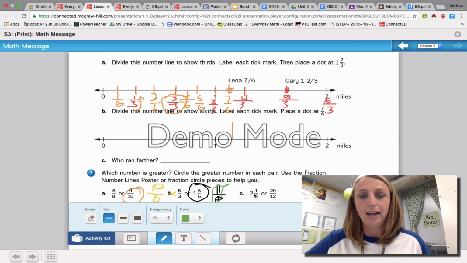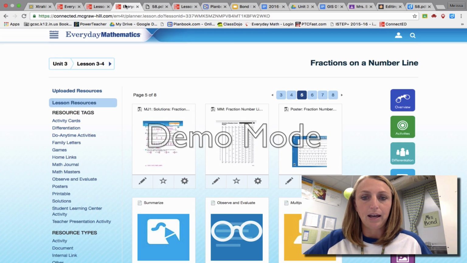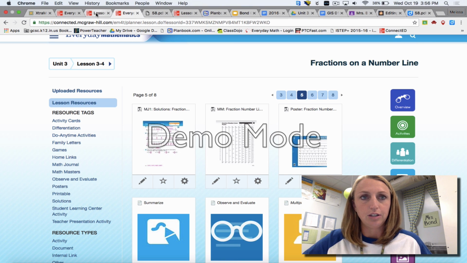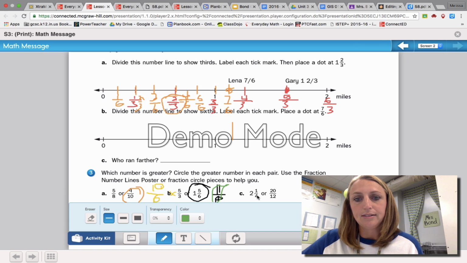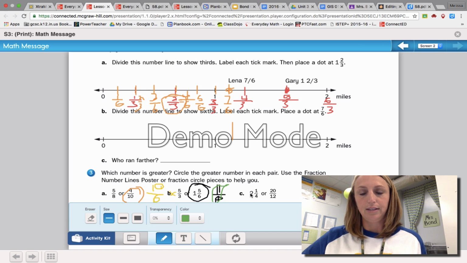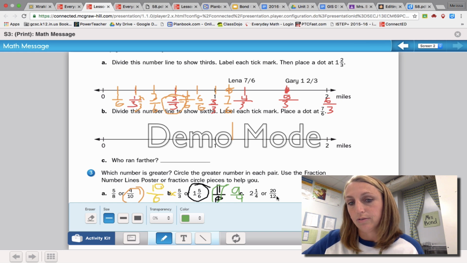Okay, you are going to do, excuse me, let's do this next one. So 2 1/4, we're going to go to our poster. Now here's the deal. Our poster only goes up to 2. So I'm going to go back here and I'm going to use a different strategy. So I'm going to say, all right, well, 2 1/4 would be the same thing as 2 times 4 is 8, plus 1 is 9. Same thing as 9/4, right? So now I want to know which is bigger, 9/4 or 20/12.